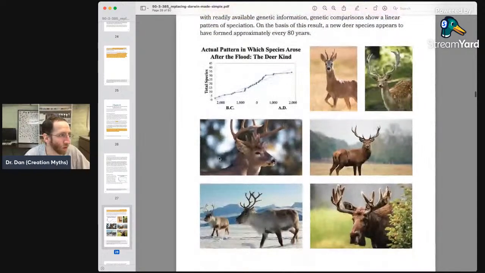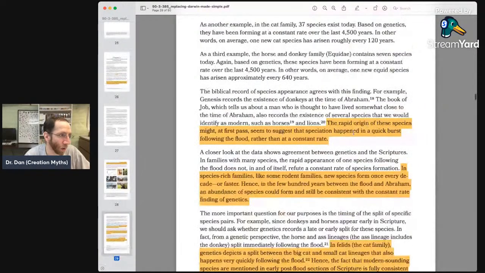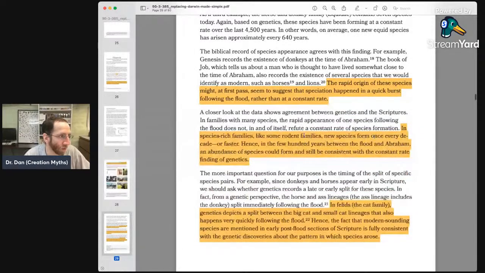All right, the rapid origin of these species at first might suggest speciation happens in quick bursts rather than at a constant rate. Okay, fine. Species-rich families, like some rodent families, can form once a decade or faster. Hence, in the few hundred years between the flood and Abraham, and by the way, that's the few hundred years I alluded to earlier, because Abraham is generally regarded as Middle Kingdom Egypt. So if you take Abraham as literal historic, then you basically have until then to get your speciation. So you only have a few hundred years between flood and Abraham, abundance of species, and still be consistent with a constant rate.